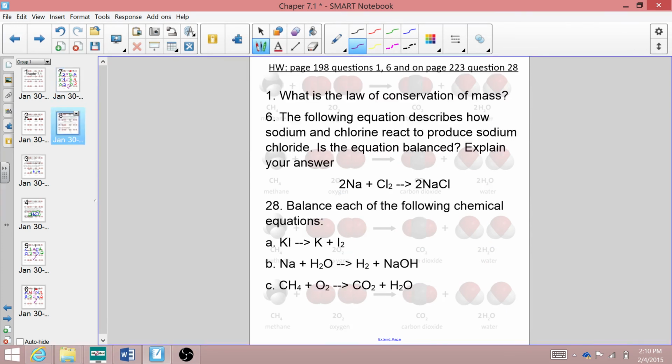So now that we've seen what a chemical equation is and how to balance them, please complete these homework questions and have them ready to turn in tomorrow.